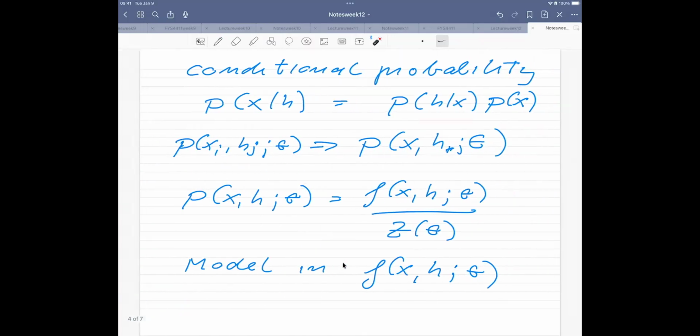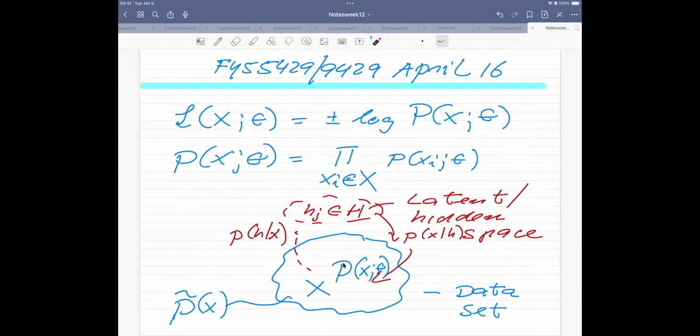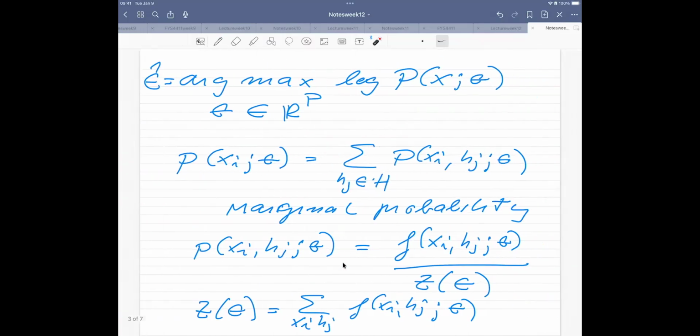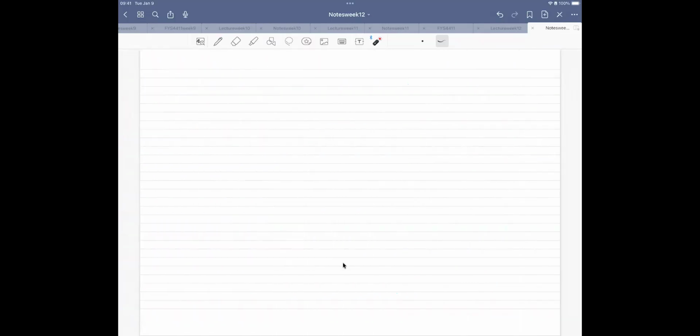But in the training, we need to calculate the derivatives of this function here. And what we found last week is the following. So let me just quickly remind you of what we did last week. The function we are going to optimize leads to a gradient over these parameters, theta, of log of p of x of theta. So this is the function we are going to optimize.